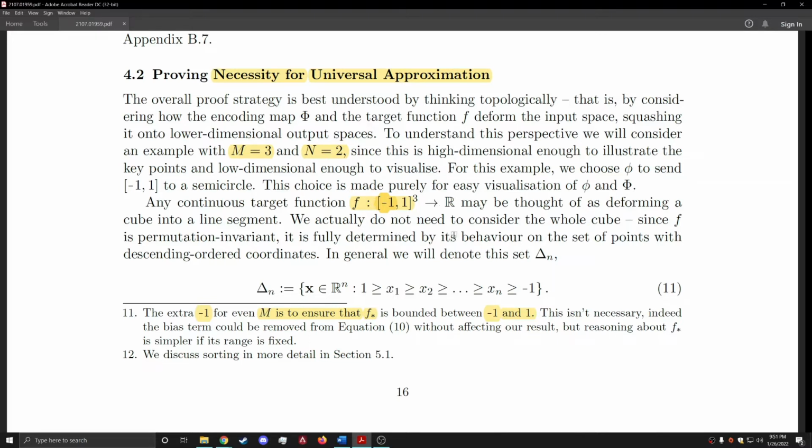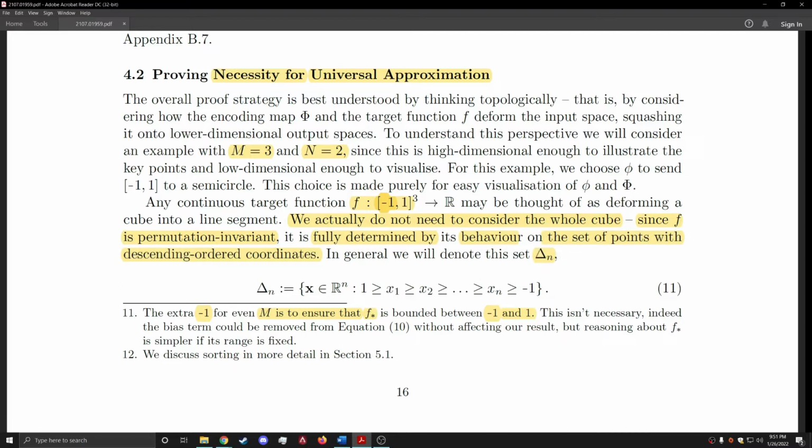So with this f, this cube, we are going to think, it says here, we don't need to consider the whole cube. Since f is permutationally invariant, since it doesn't matter what order we funnel the set into the function, it's fully determined by its behavior on a set of points with descending order coordinates. And we're going to describe this as a simplex.